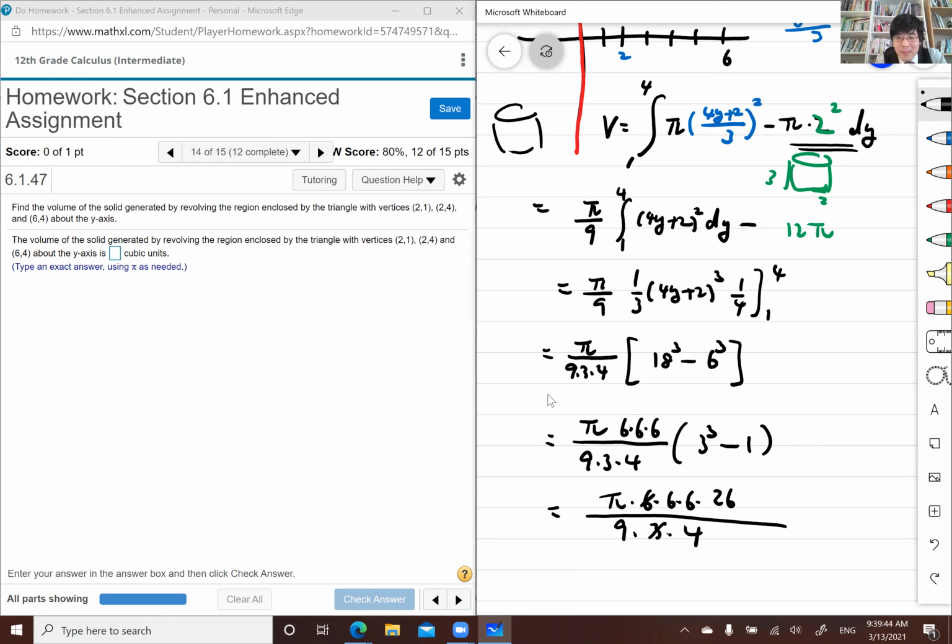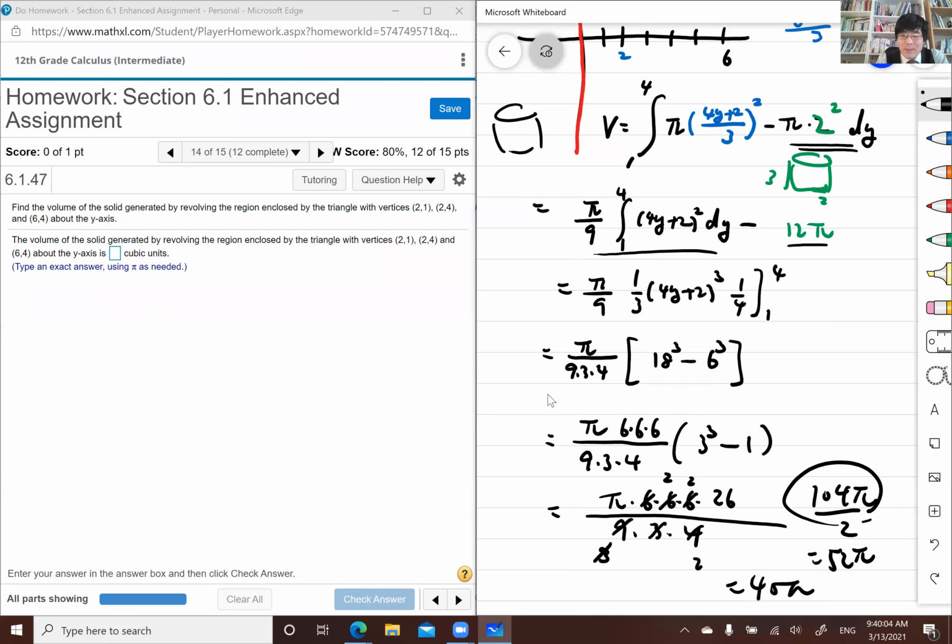So simplify, and simplify. So it's going to be 104 pi over 2, so it's going to be 52 pi. So that's going to be 52 pi minus 12 pi. So the answer is going to be 40 pi.